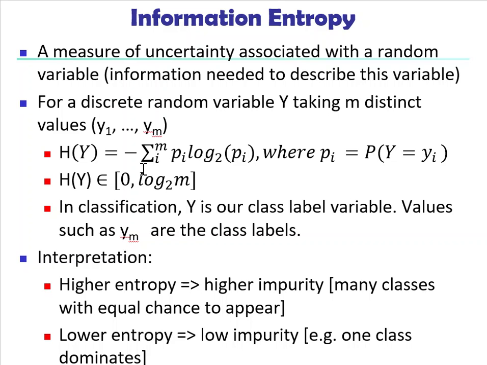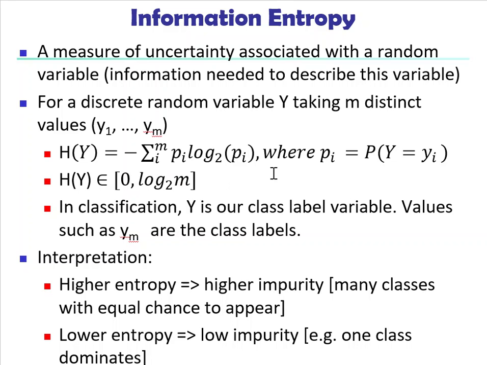When does information entropy take the greatest value? It takes the greatest value when all the classes are equally distributed. The chance for every class to happen is exactly the same, no matter which class label you're talking about. This will give you the greatest value of log base 2 of m.